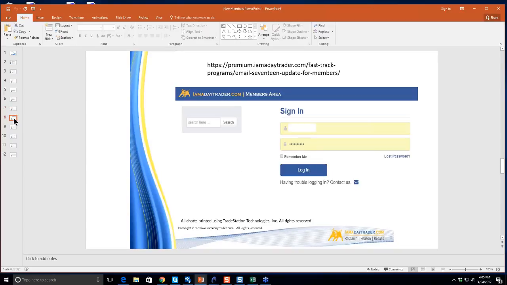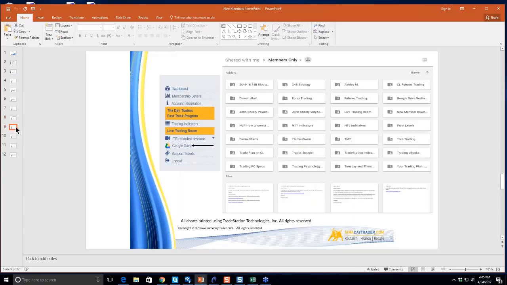All right, here's the first thing. When you do log in to your members area, username, password, this is what you're going to see. You're going to see a link for the Google Drive. And when you come in, you're going to go into the Google Drive, you're going to see the members only area. Now these are all folders. And in a little bit, I'm going to talk about what you can get into in these particular areas.